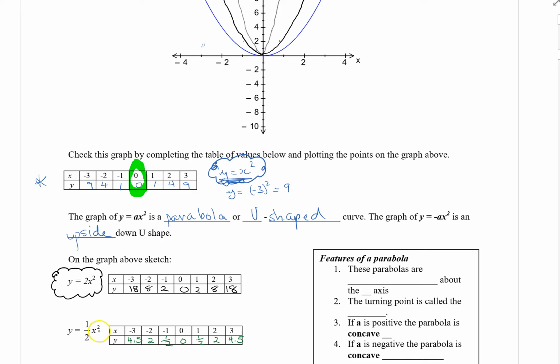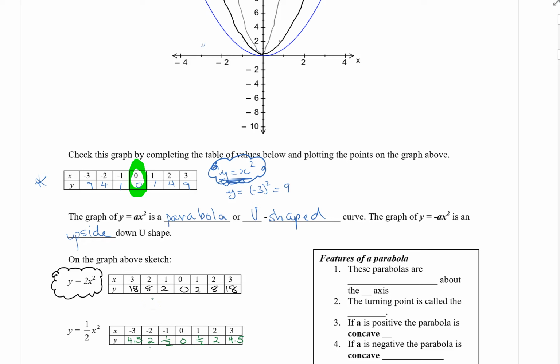So again, you must do the power part first. You'd have to square your negative 3, and we've got those values already up here. And then I want a half of it. So a half of 9 is 4.5, and a half of 4 is 2. Half of 1 is a half, 0, and then the same repeated on the other side.